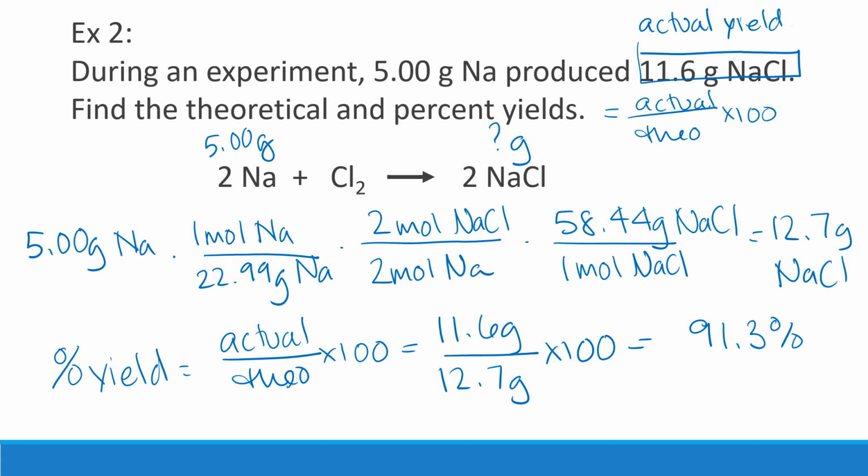Just don't be confused by that word theoretical yield. If you're asked to find the theoretical yield or you need the theoretical yield, all you have to do is take whatever mass of reactant you're given and convert that into grams of the product that you're interested in. Now sometimes there might be more than one product, and then you should be given some guidance on which product to use. So just read carefully and you'll be fine.